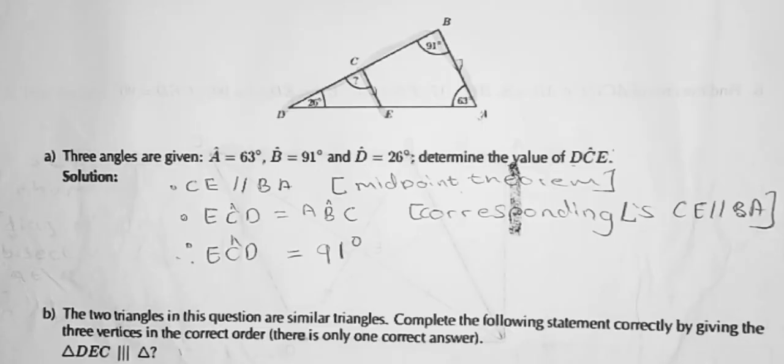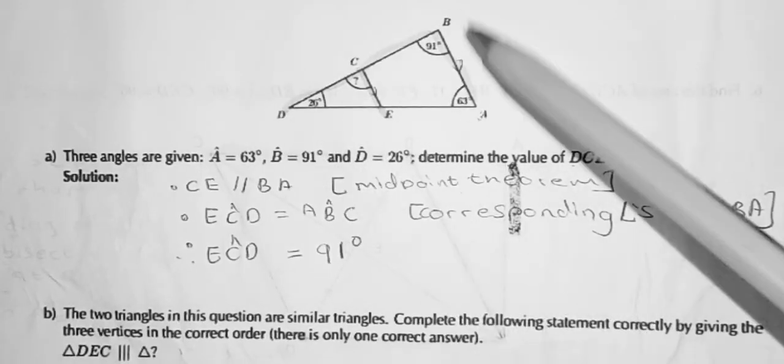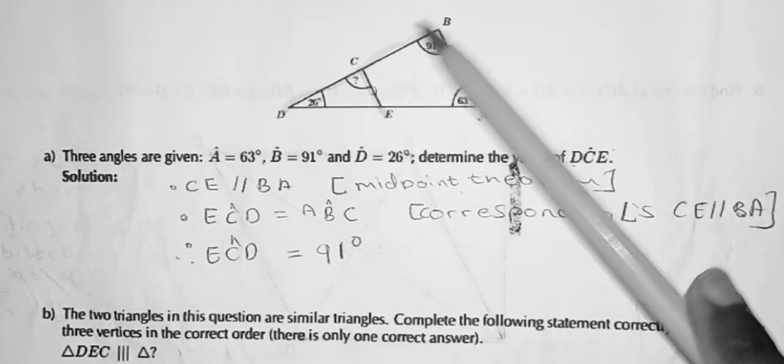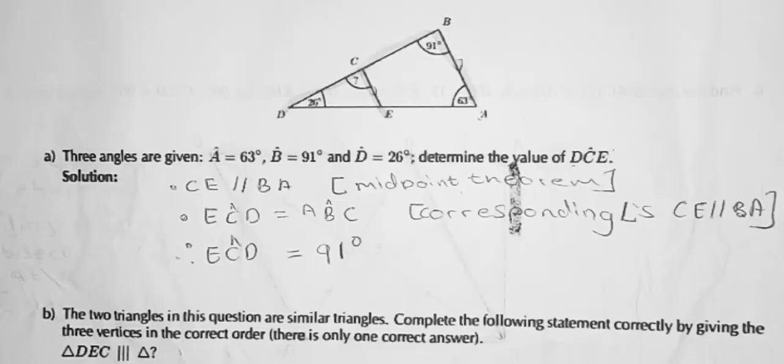Okay, so we're going to this triangle. In order for us to prove that this triangle DEC is similar to this bigger triangle, which they have asked us about, how are we going to find if this small triangle is similar to this big triangle?